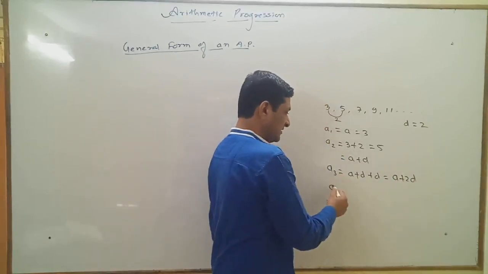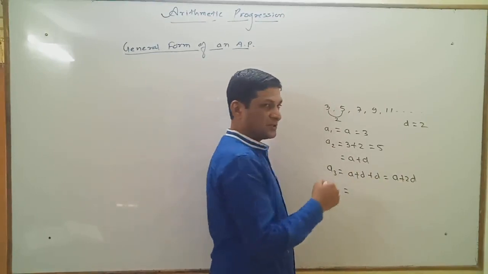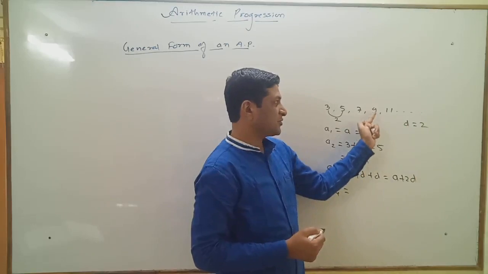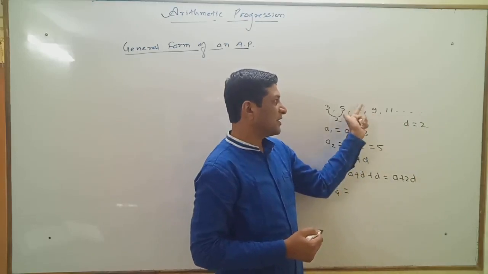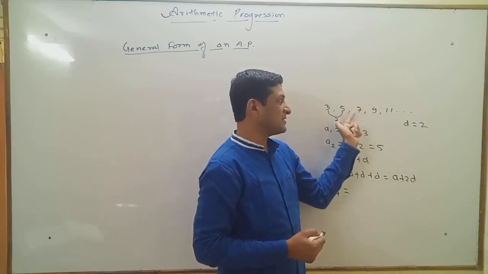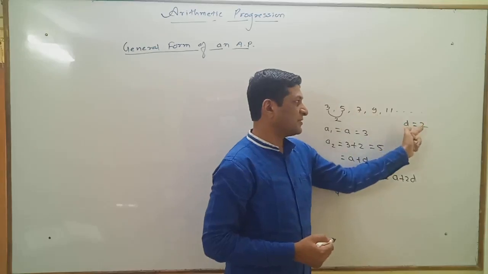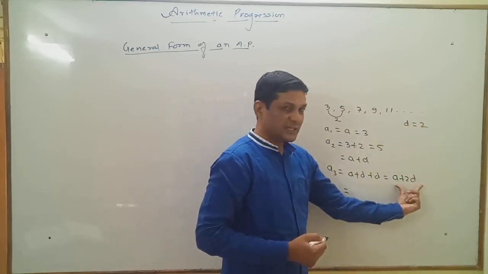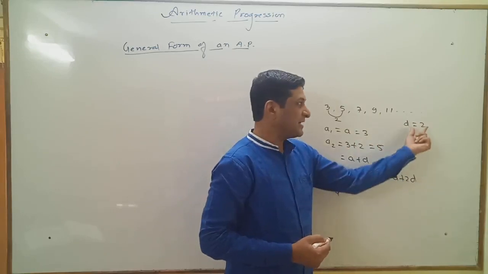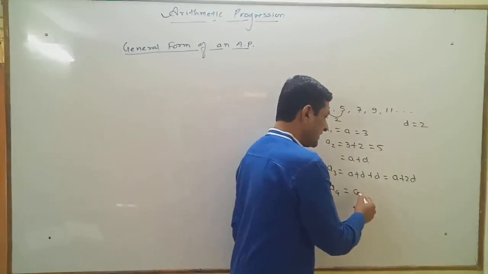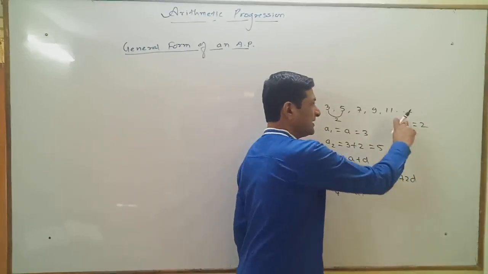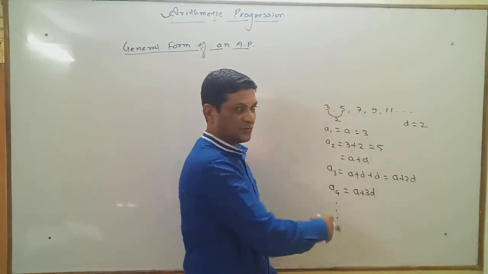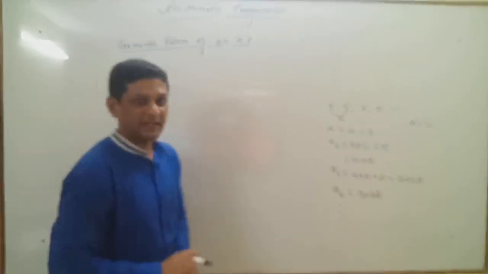Sorry, that is the third term. In the same way, to find the fourth term, in this third term add the common difference. Means 7 plus 2 is equal to 9. Here our third term is A plus 2D. If we add D to it, what will we get? A plus 2D plus D, which is A plus 3D. Continuing this way, we are able to find any term in the arithmetic progression.